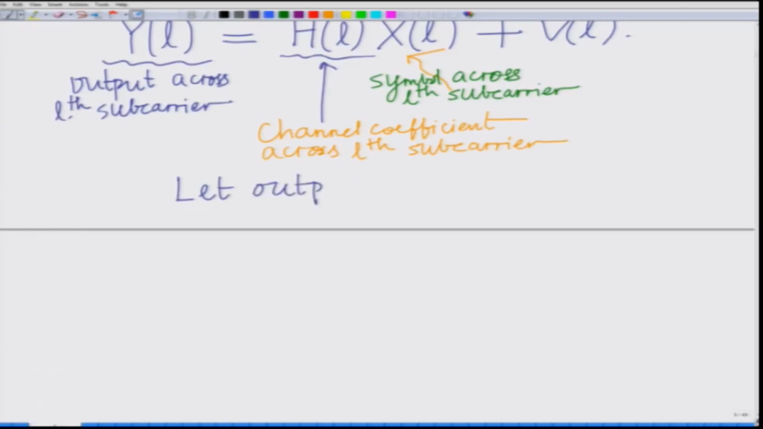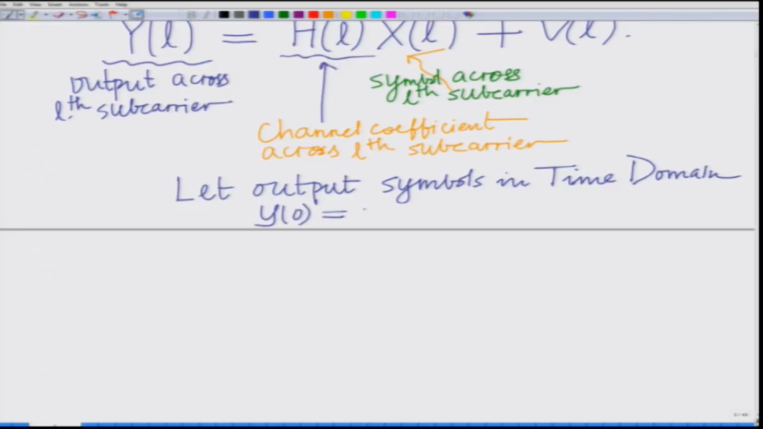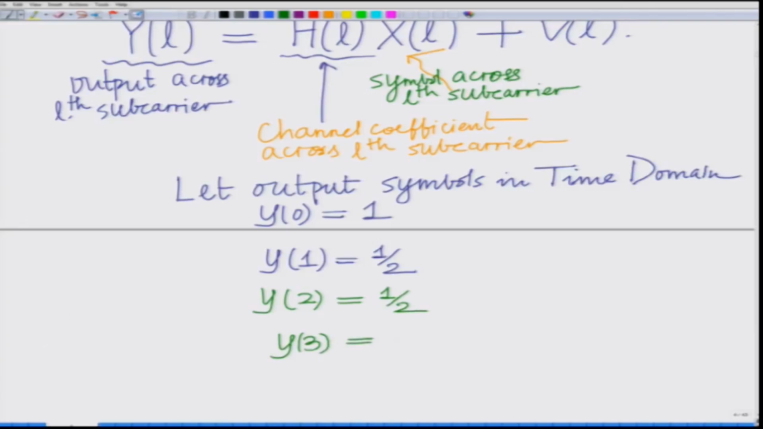Now, since we are considering an example, let the output symbols in time domain be y0 equals 1, y1 equals half, y2 equals half, and y3 equals 1. These are your output symbols in the time domain.